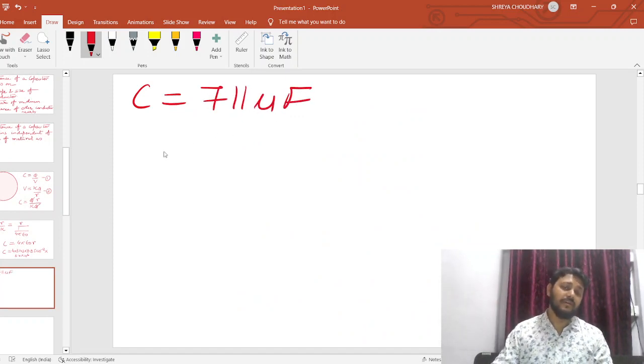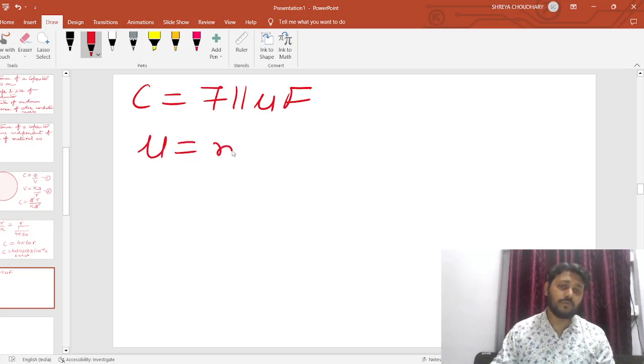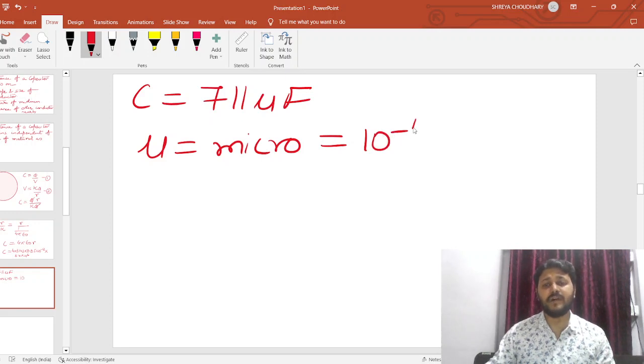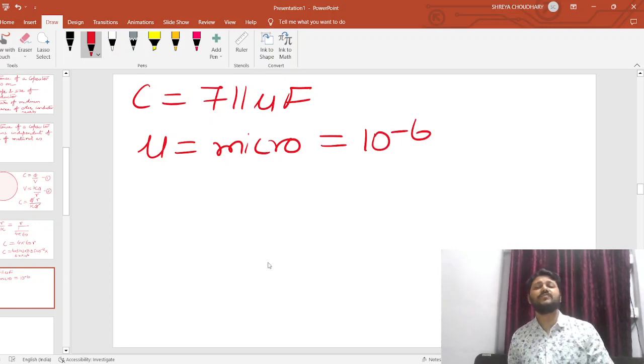So this mu is your micro, which stands for 10 to the power minus 6. Hence we can say that the capacitance of the capacitor which we are considering as the earth is 711 microfarad.